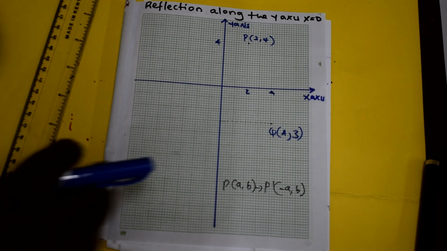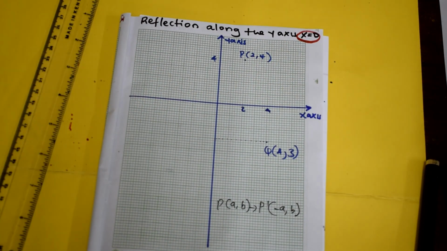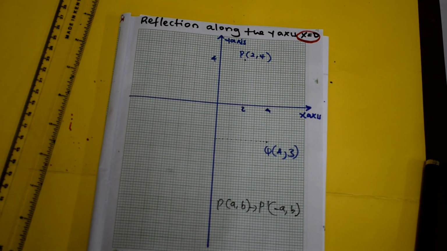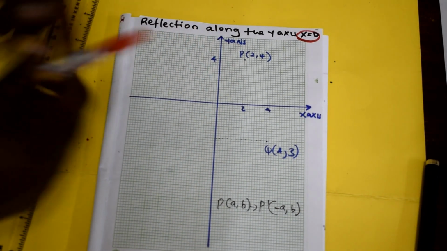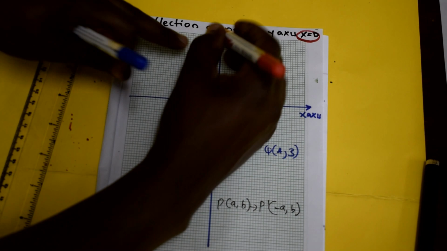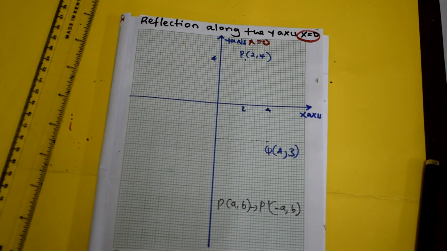So we proceed with reflection along the y-axis, and the equation of that y-axis is called x equals 0 line. This is that line. The line y-axis is also called x equals 0. We have said x-axis is y equals 0 line.